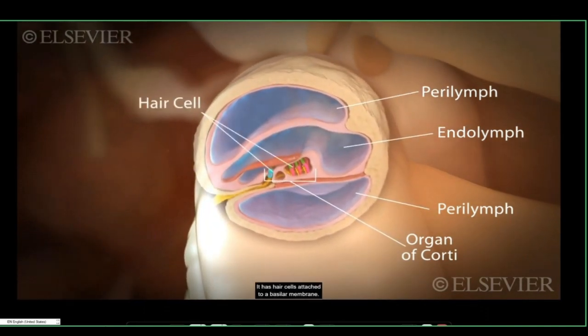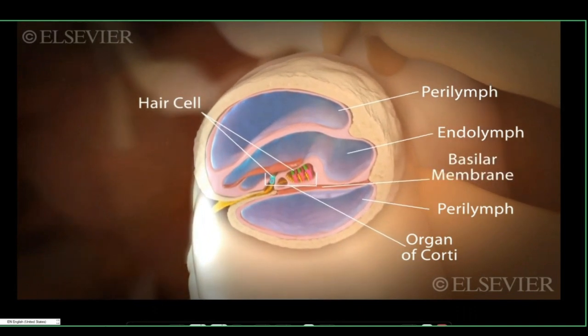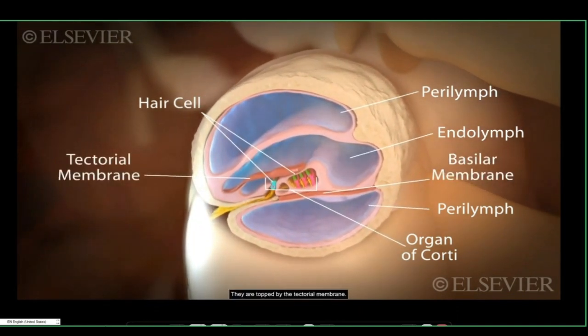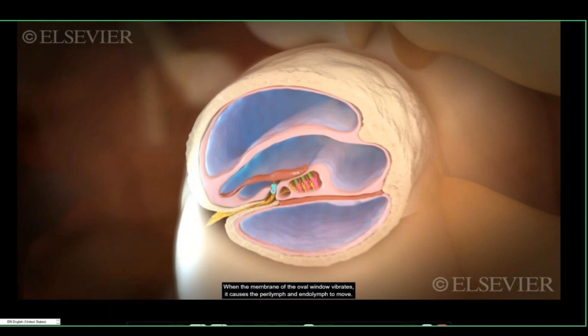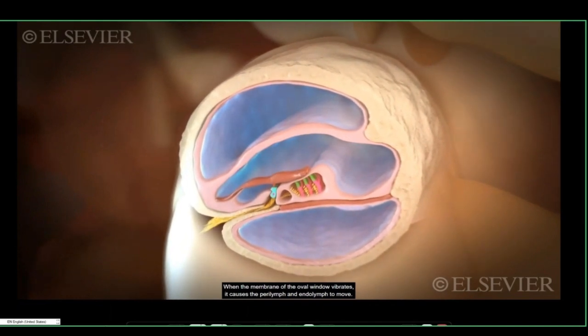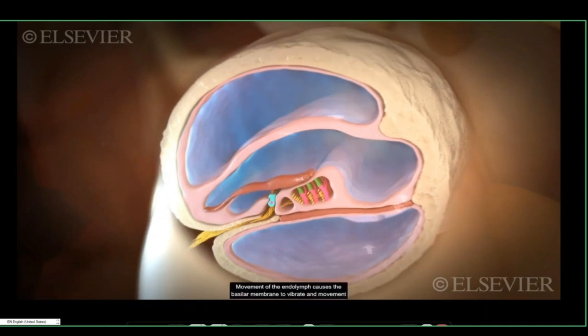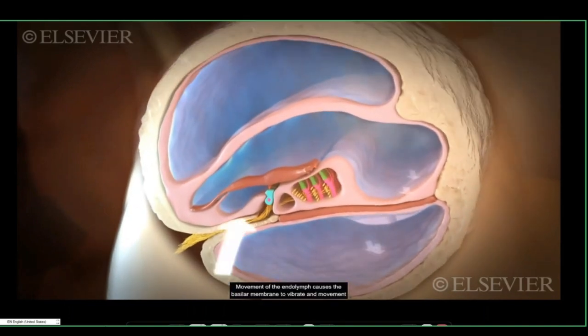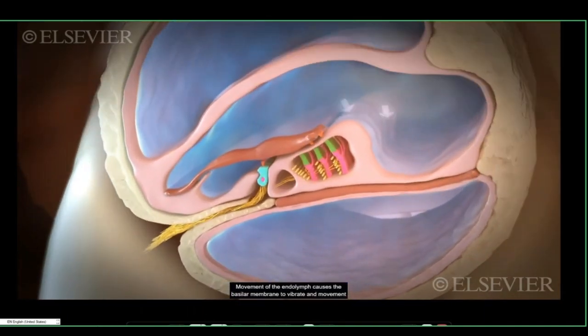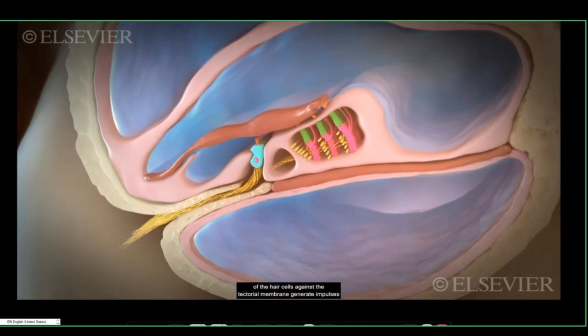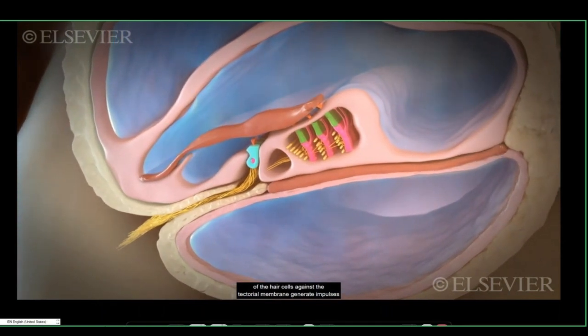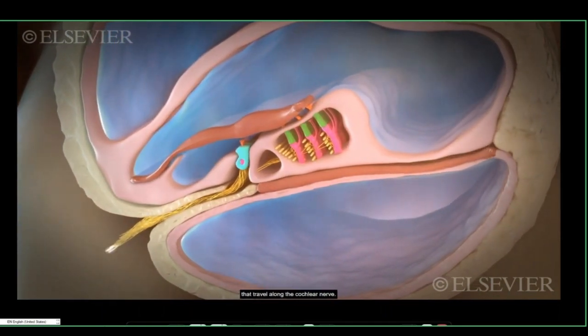The organ of Corti is also located in the cochlear duct. It has hair cells attached to a basilar membrane. They are topped by the tectorial membrane. When the membrane of the oval window vibrates, it causes the perilymph and endolymph to move. Movement of the endolymph causes the basilar membrane to vibrate, and movement of the hair cells against the tectorial membrane generates impulses that travel along the cochlear nerve.